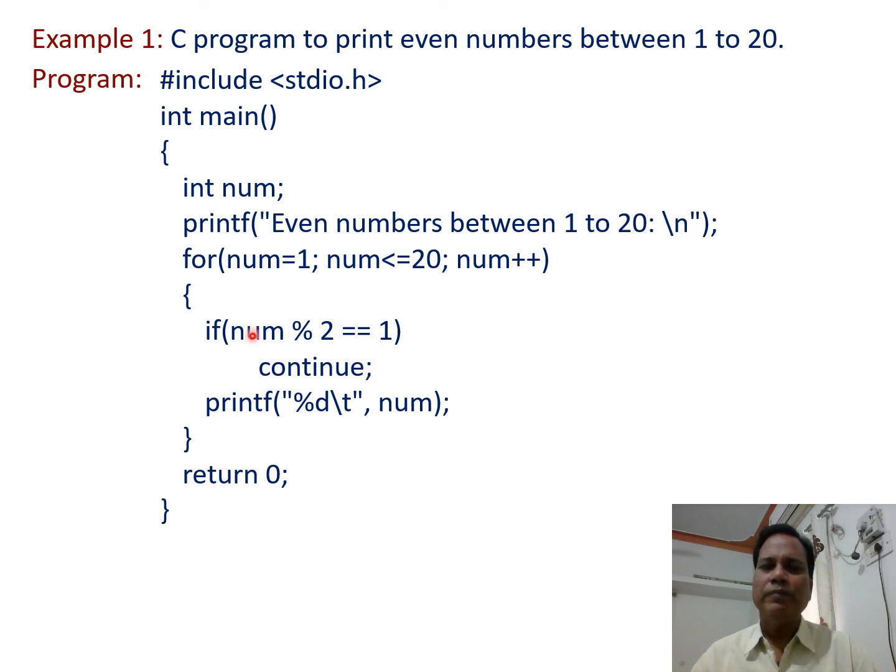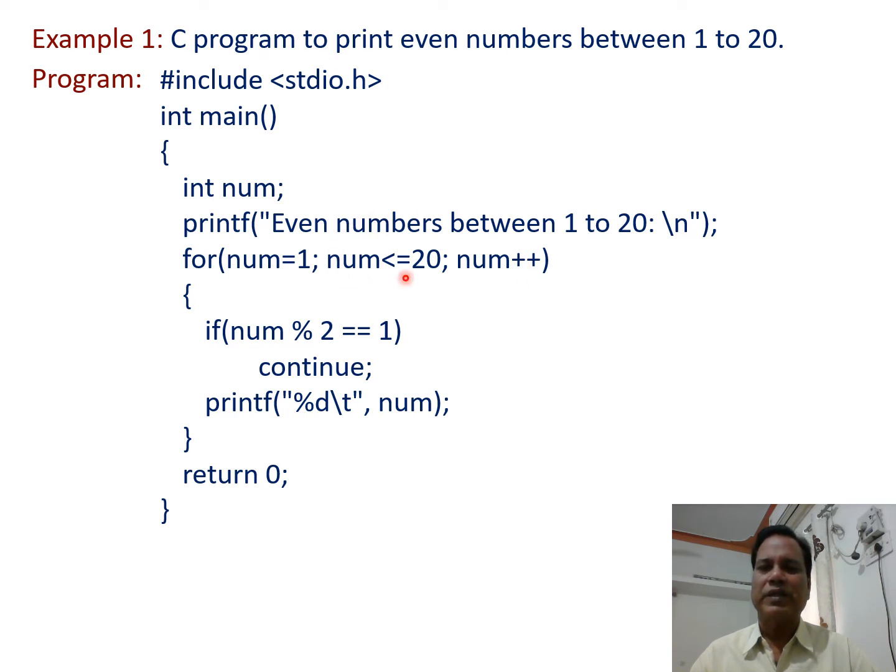So the first time, the number is odd, because when 1 is divided by 2, we get the remainder 1. So 1 equal to 1, the if condition is true. The continue statement is executed and control goes to the increment update of the control variable num. So its value is incremented and becomes 2.